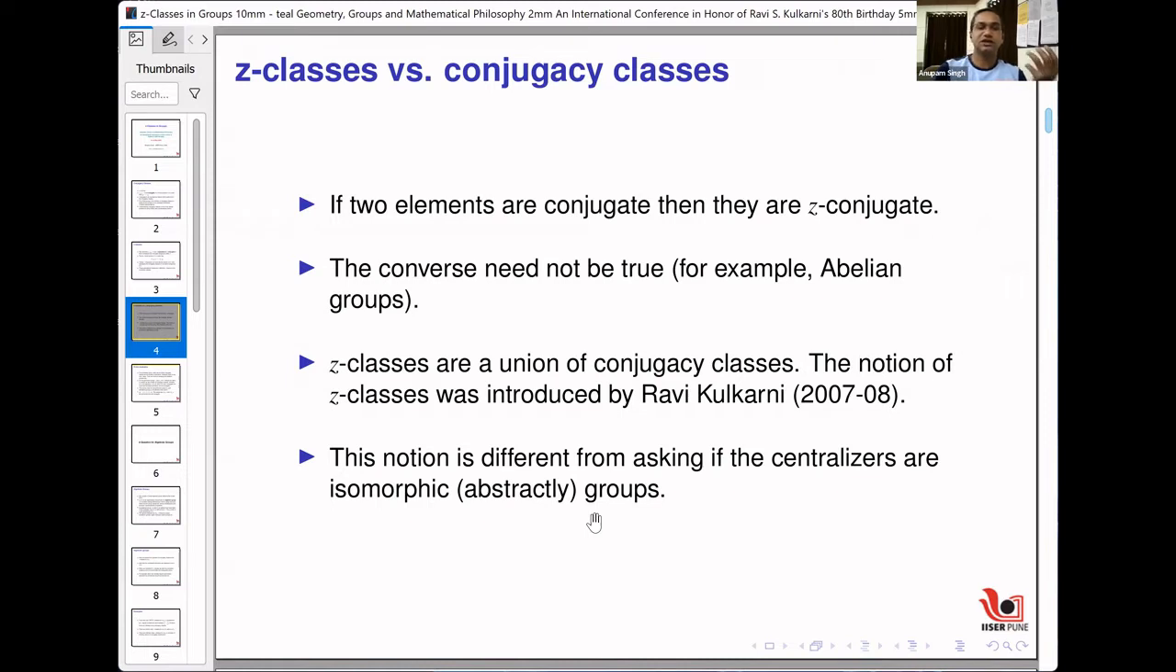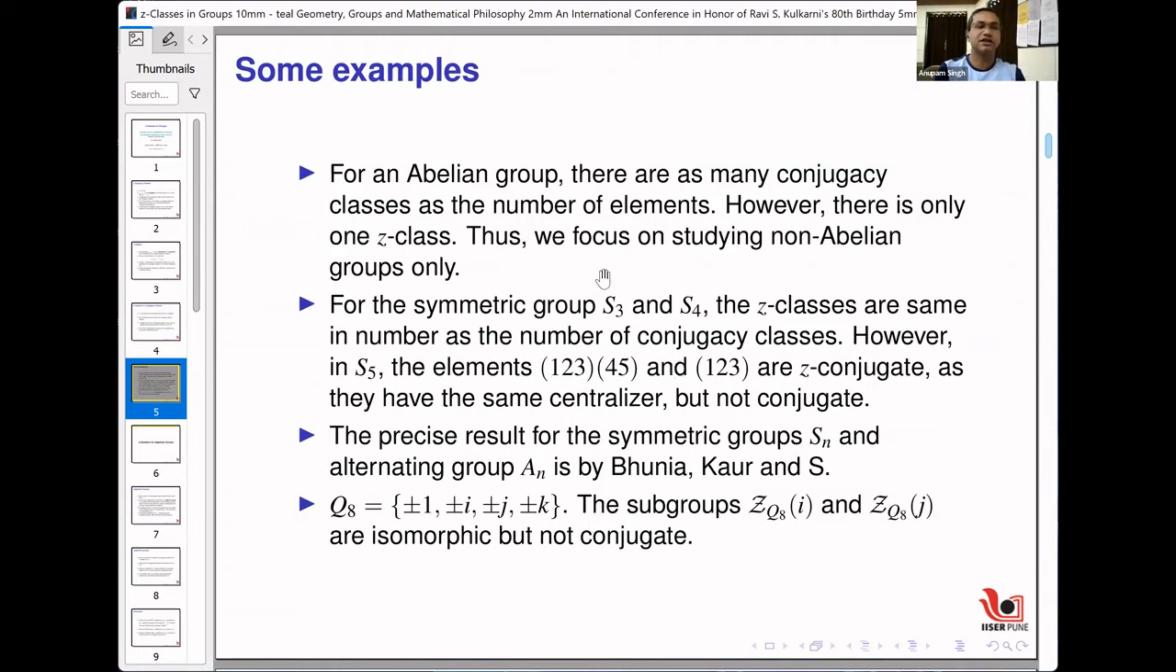We want the centralizers to be conjugate within the group, not abstractly isomorphic. I think I have some easy examples to see that. So the first example we can look at is any abelian group. If I look at an abelian group, as I said, there are as many conjugacy classes as the number of elements. However, there is only one G-class, right? So this tells you why this is an interesting notion.